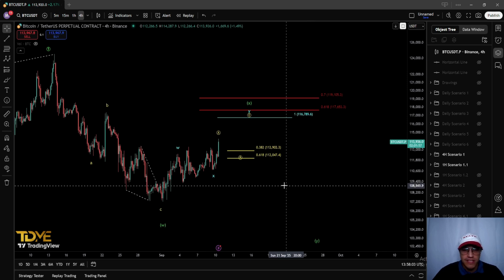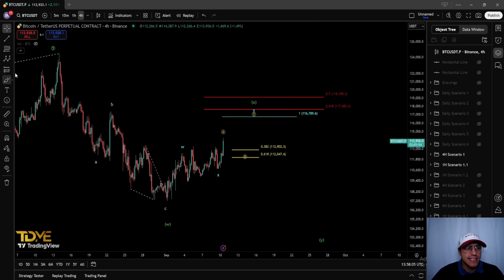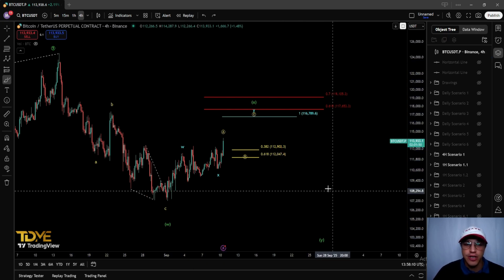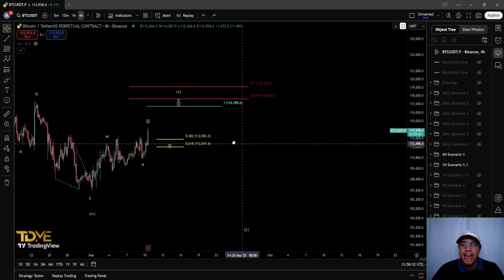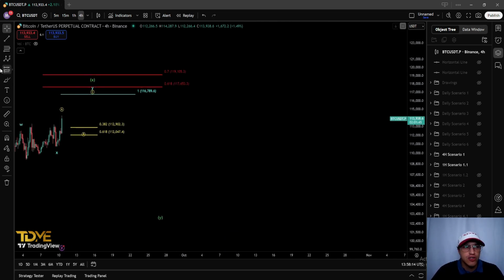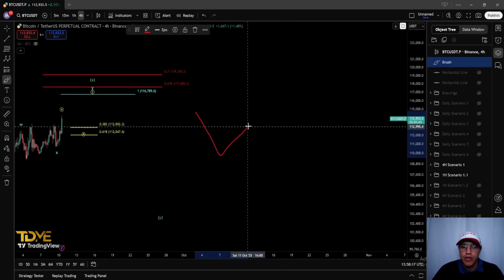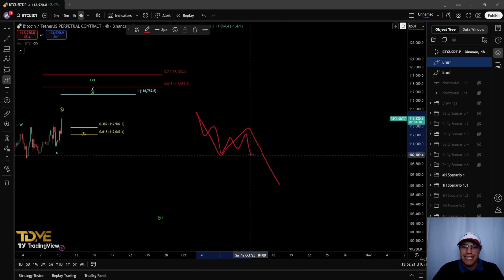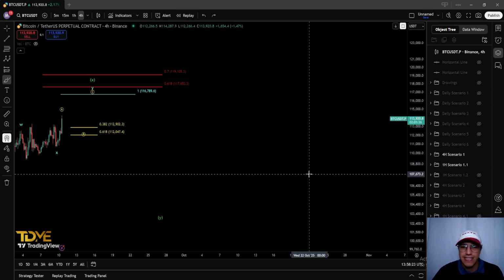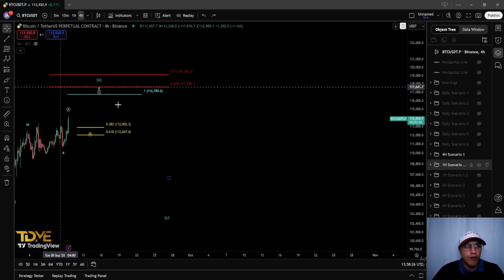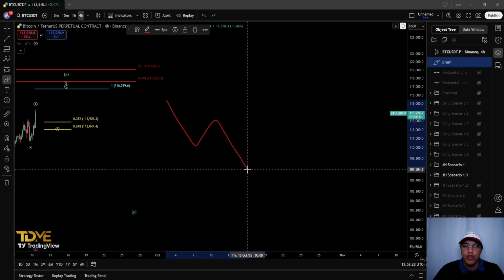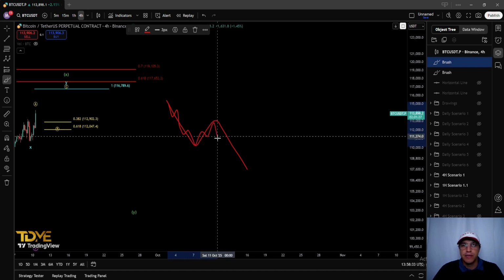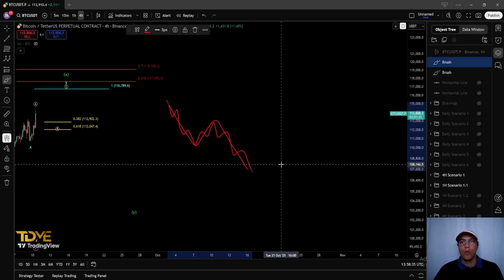So starting on the main scenario, we have a W, X, and a wave Y. Now guys, this is Elliott Wave. Remember, a WXY is a 3-wave corrective structure, with 3 waves in each move, right? That is a WXY. A little bit different from an ABC, where an ABC is also 3 waves, except we have 5 waves in A, 3 waves in B, and 5 waves in wave C.